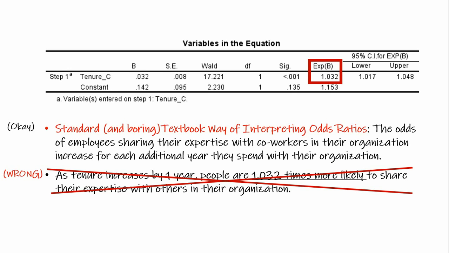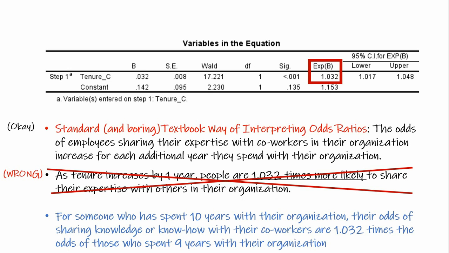Now, in order to substantively interpret this odds ratio, if you must, which is 1.032, you need to compare two individuals or two cases that differ in their tenure, say, for example, by 1 year. For example, you can say that for someone who has spent 10 years with their current organization, their odds of sharing knowledge or know-how with their coworkers are 1.032 times the odds of those who spent 9 years with their current organization. This is the correct version, if you must interpret an odds ratio.